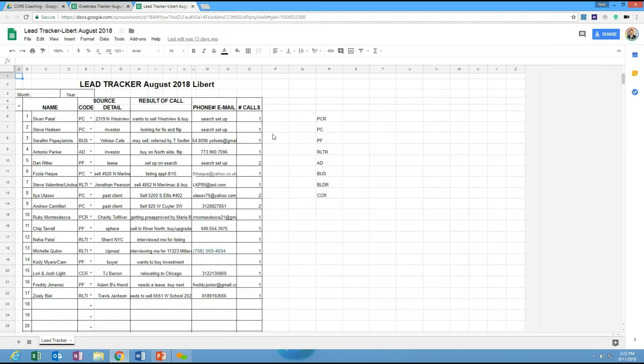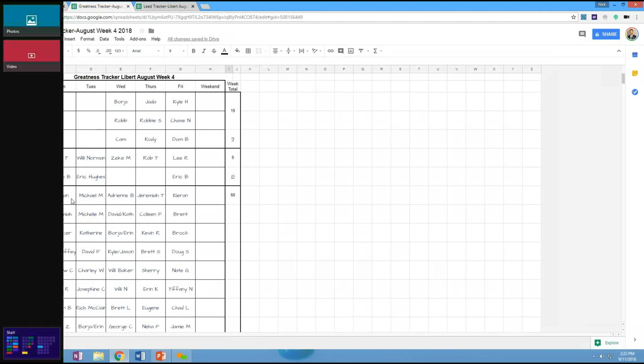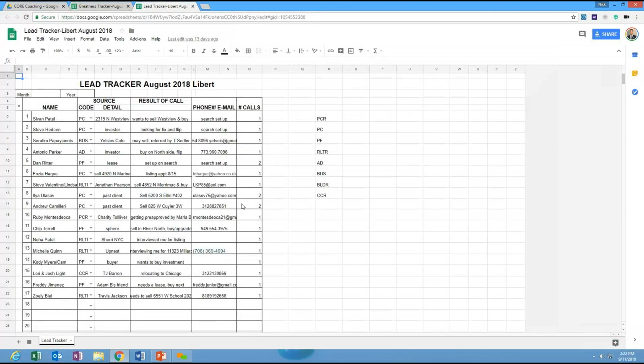This is a very, very important tool, because if it's looking empty, you go back to the Greatness Tracker. The Greatness Tracker will feed you the business that you put in the Lead Tracker. Lead Tracker is every incoming lead you get. If it's a sign call, if it's a referral, if it's anything like that, it is going to come in through your Lead Tracker. I'm just going to go over this quickly because it's pretty self-explanatory. You put the month in, so I actually forgot that. So August, and then 2018.